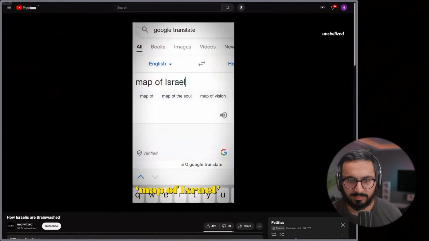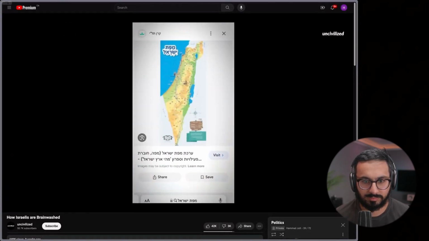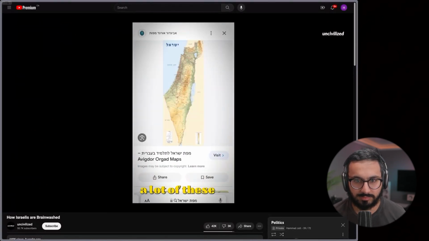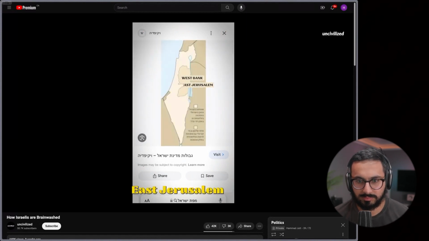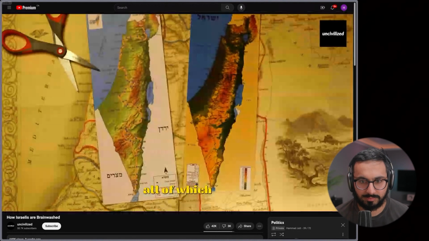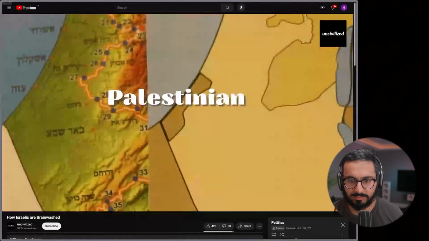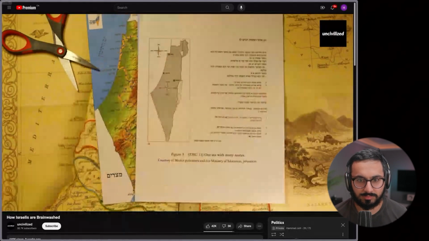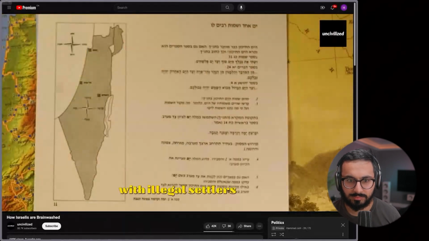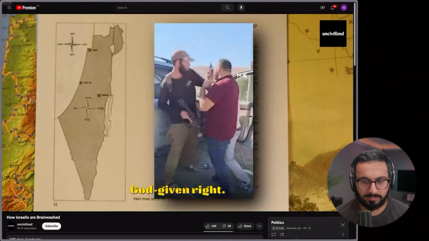If you type map of Israel in Hebrew into Google, this is what you'll get. Notice how a lot of these maps have no clear markings showing the occupied West Bank, East Jerusalem, and the Gaza Strip, all of which are internationally recognized as illegally occupied Palestinian territories. You'll also find this map in Israeli textbooks. It's how you end up with illegal settlers colonizing more and more Palestinian land, claiming it's their God-given right.